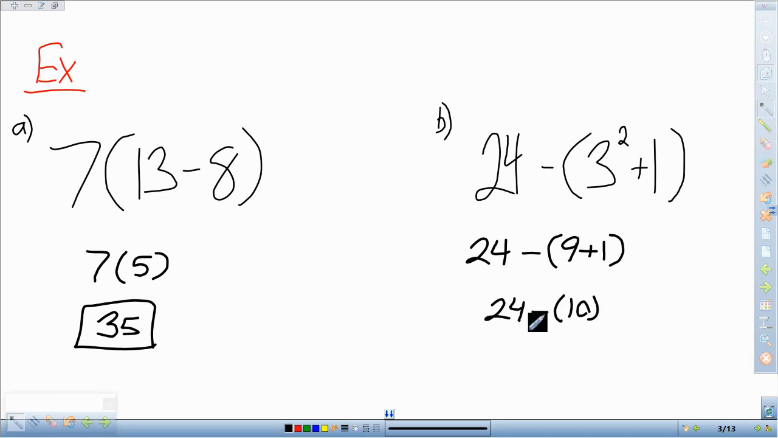All right, this might look kind of weird to you with the parentheses. If there's nothing left to do in the parentheses, they're kind of unnecessary. So maybe a cleaner way of writing this would just be 24 minus 10. All right, and that's the last operation we have, and it looks like we're going to be getting 14. Okay, cool. So let's keep moving.